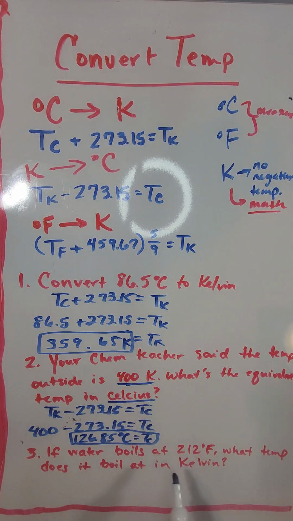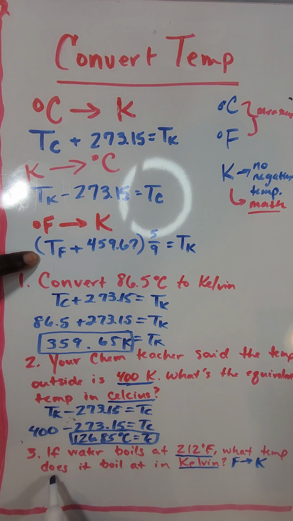All right, so if water boils at 212 Fahrenheit, that's the temperature in Fahrenheit. What temp does it boil at in Kelvin? Right here, it's telling us we're going from Fahrenheit to Kelvin. So we're going to use the Fahrenheit to Kelvin formula, which says T F plus 459.67. You see it's in parentheses, which means we're going to do that first. And then we're going to multiply that by 5/9, and that's going to equal our temperature in Kelvin.